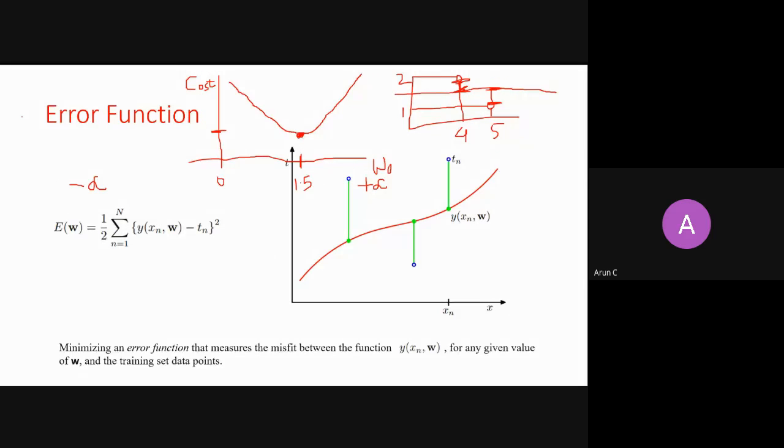Somebody is asking, sir, is the cost function equal to the error function? You can say that. We will not fall into this ambiguity right now. Some textbooks may say something else about it, but for my purpose, yes, you can say it is a cost function. If they make some other sense, I will clarify it to you. Right now, take it as a cost function or error function. You want to minimize this cost function, right?